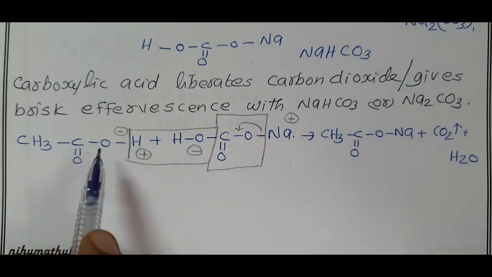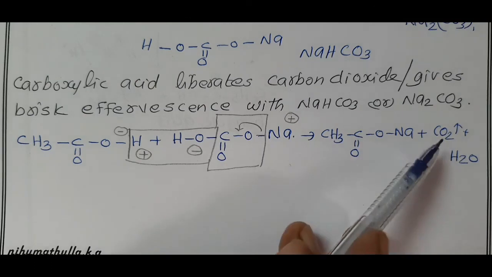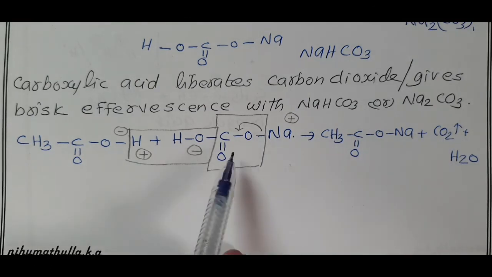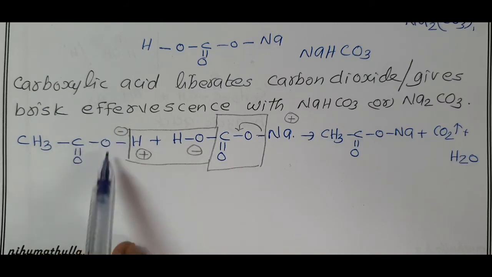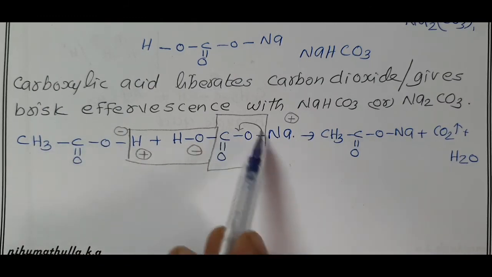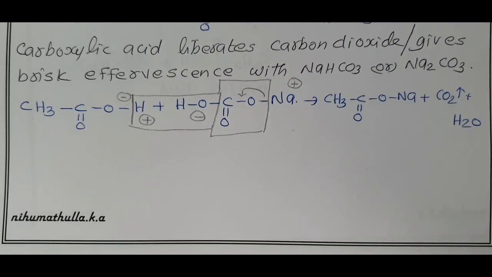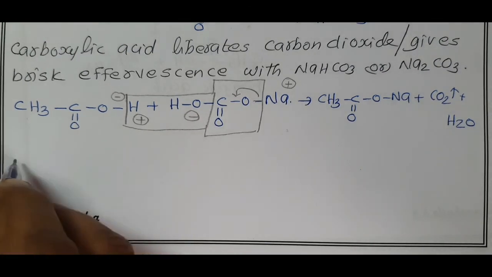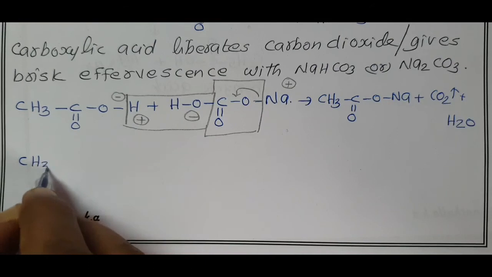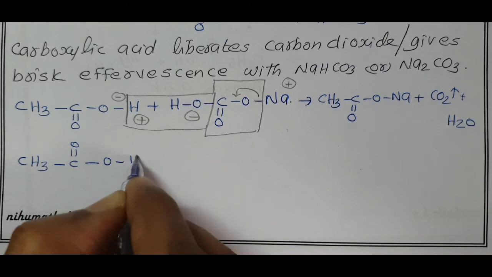So carboxylic acid gives brisk effervescence with sodium bicarbonate. Remember, the carbon dioxide is liberated from carbonate only, not from carboxylic acid. This carbon dioxide is not liberated, this carbon dioxide is liberated. With sodium carbonate, it also gives brisk effervescence. Acetic acid, CH3C=OOH, acetic acid.